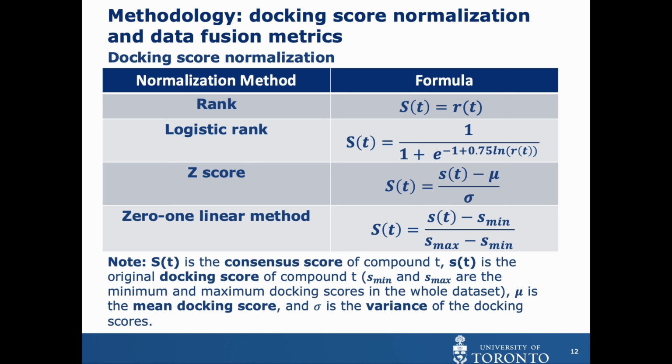The logistic rank method, originally developed by Calvo and Solé for information retrieval, utilizes a function that integrates both logarithm and logistic functions. This method assigns higher weights to top-rank compounds, which is advantageous for early recognition in drug discovery. The Z-score method and the 0-1 linear method are also common in information retrieval and have been adapted for consensus scoring. The Z-score measures how many standard deviations a data point is from the mean, while the 0-1 linear method scales the raw scores to a range between 0 and 1.